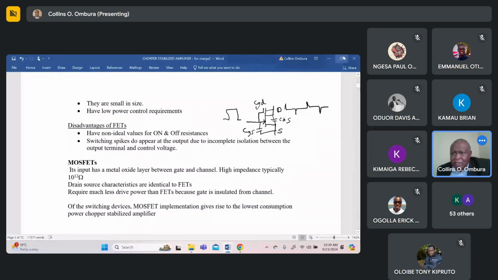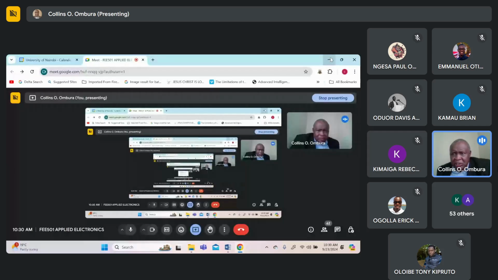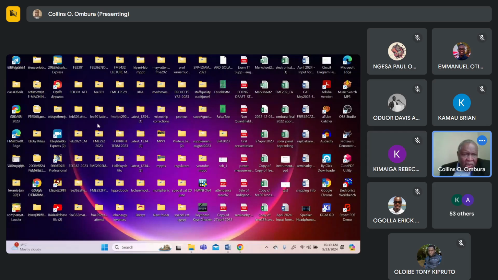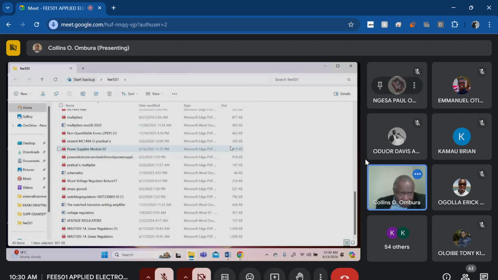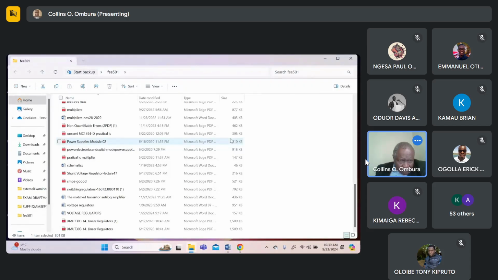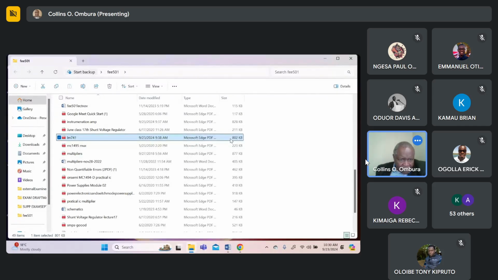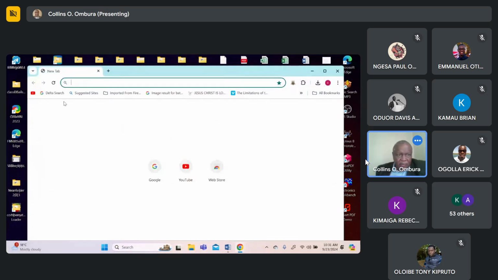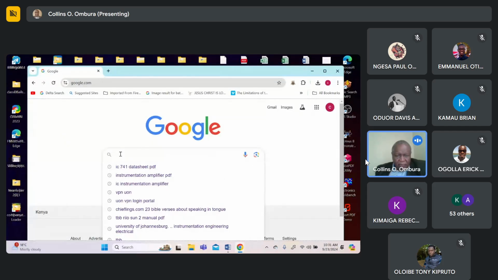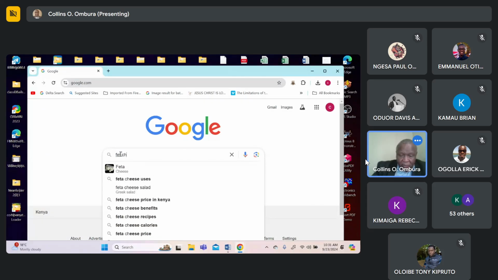Let me just check in my notes here if I've got some data for this type of FET. Where's my FEE501? Let me see here. Oh, it seems I don't have it. We've got Google to help us.